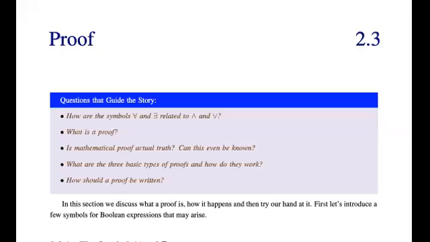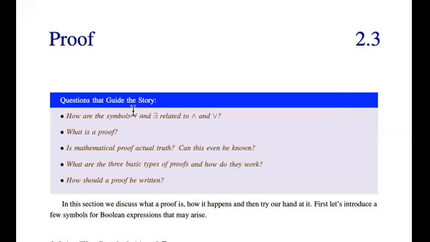Welcome to a read-along with Dr. Powell in the book Discrete Perspectives in Mathematics. This is section 2.3 on proof. In this section, we discuss three basic kinds of proof, a little bit about how to write proofs, and some background and history. We also discuss, at the beginning, some symbols.